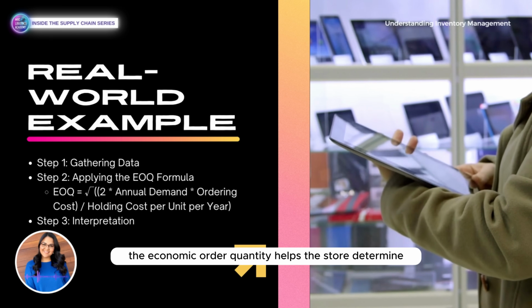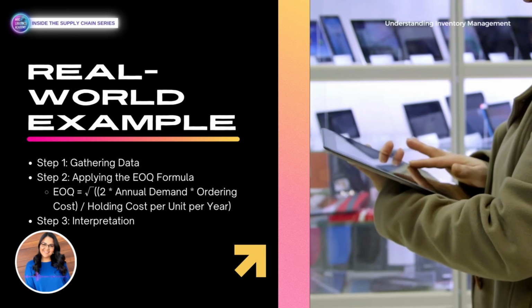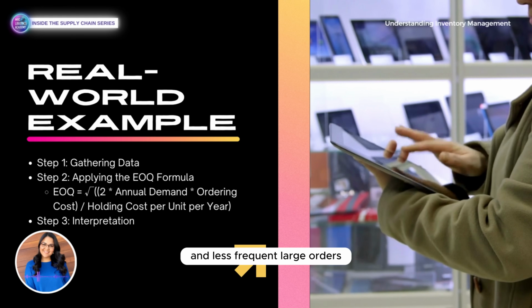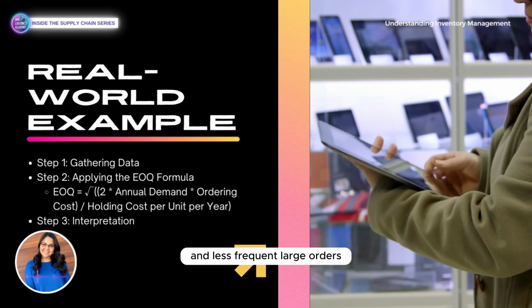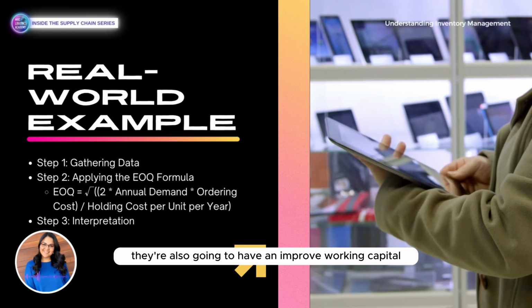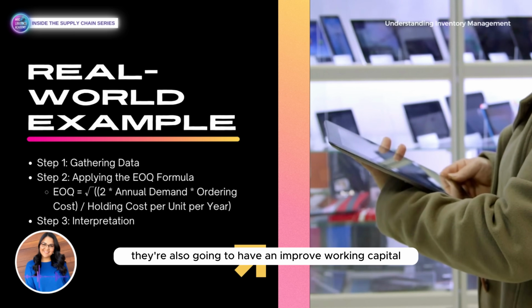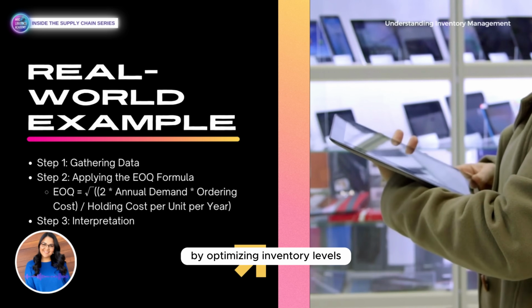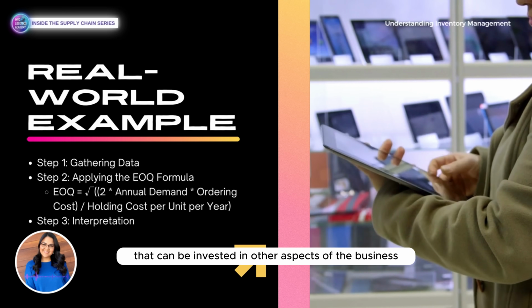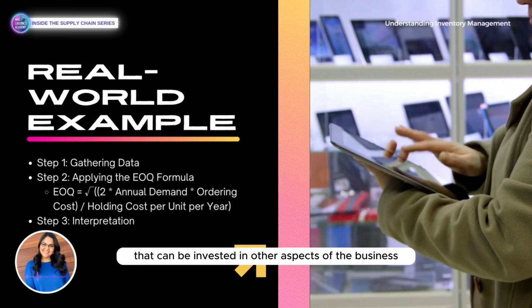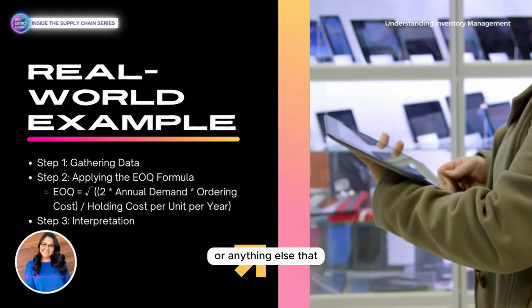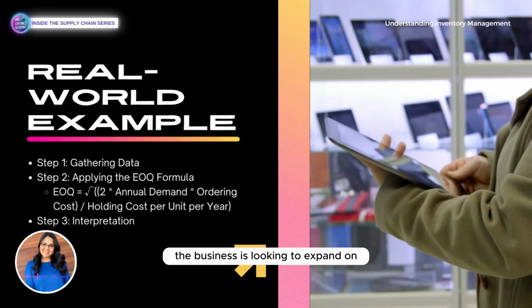The economic order quantity helps the store determine the right balance between placing frequent small orders and less frequent large orders, saving on ordering costs. They're also going to have an improved working capital. By optimizing inventory levels, the store can free up capital or cash flow that can be invested in other aspects of the business, such as marketing or product expansion or anything else that the business is looking to expand on.